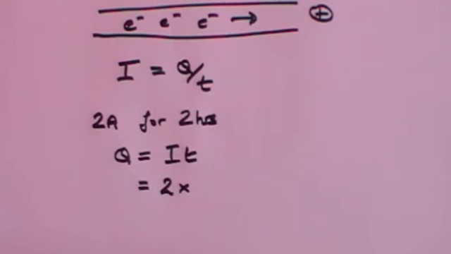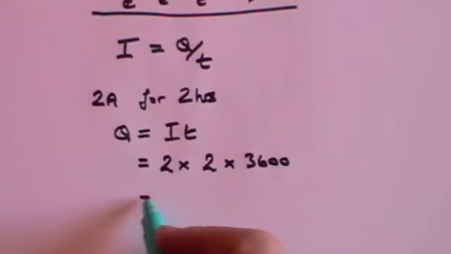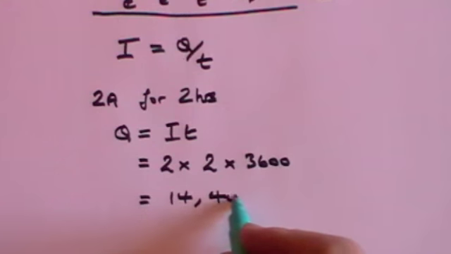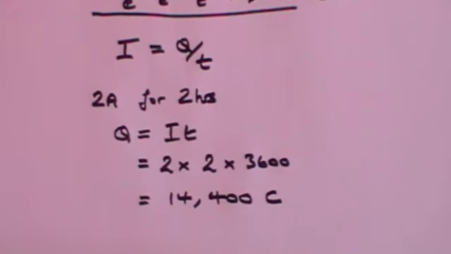Remember, time has to be in seconds, so don't get trapped here. That's 2 hours, but each hour has 3,600 seconds. So 2 times 2 is 4, times 3,600 is 14,400, and the unit of charge is a coulomb. So you put 14,400 coulombs of charge on the battery if there is 2 amps flowing for 2 hours.